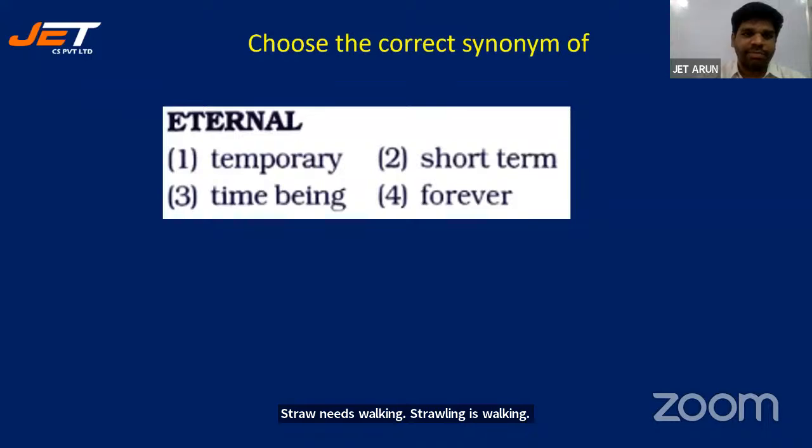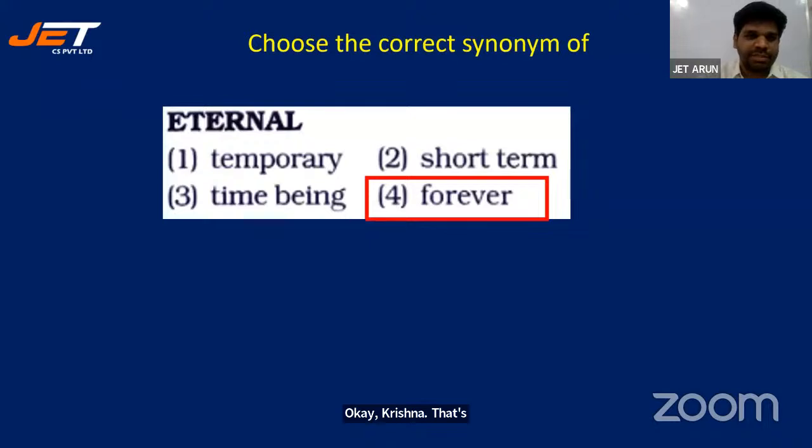Here, another word. Eternal. Temporary, short term, time being, forever. Okay, Rakesh is right. Gayatri is right. Oh, there are many students who are right. Malesh is right. Taruni is right. Agnivesh, Gyaneshwar, Reshma. Excellent. Let's look at the key. Yes. All right. Let's go to the next one.